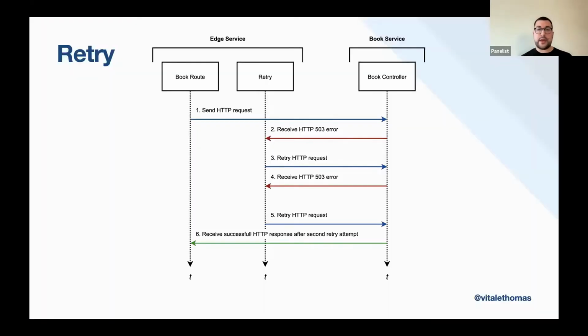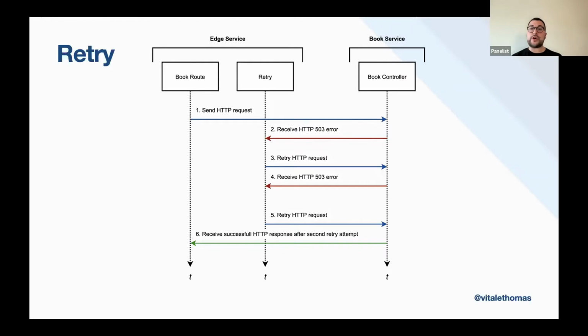And it works in this way. If we look at our example of Edge service and book service, we send an HTTP request to the book service. We receive a 503 error, service unavailable. We wait a bit and try again. Once again, an error. Then we wait a little bit longer.